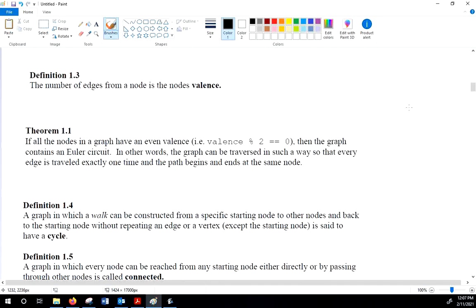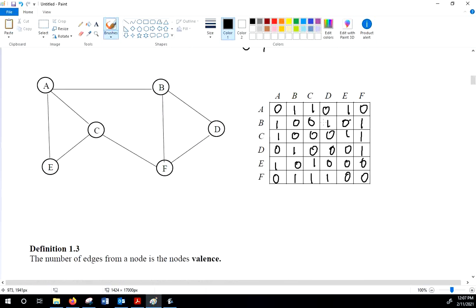All right, the number of edges from a node is called its valence. If all the nodes in a graph have even valence, then we'll say the graph contains an Euler circuit. In other words, the graph can be traversed in such a way that every edge is traveled exactly one time and the path begins and ends at the same node. So finding Euler circuits, or creating them through a process called Eulerization, is actually extremely important in lots of different applications. Let's take a look at this graph here again and see if we have an Euler circuit. Well, you can note that valence at A, that is the number of edges coming out of A, is 3.